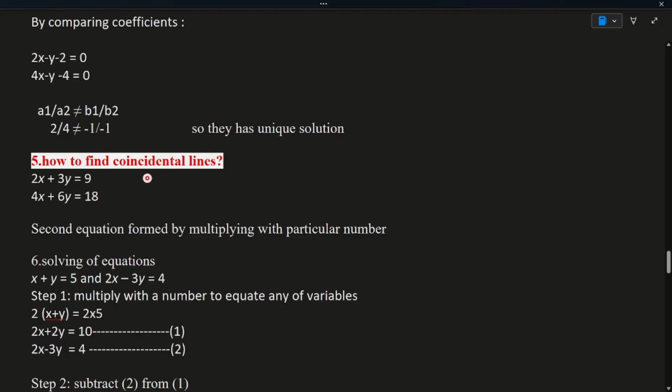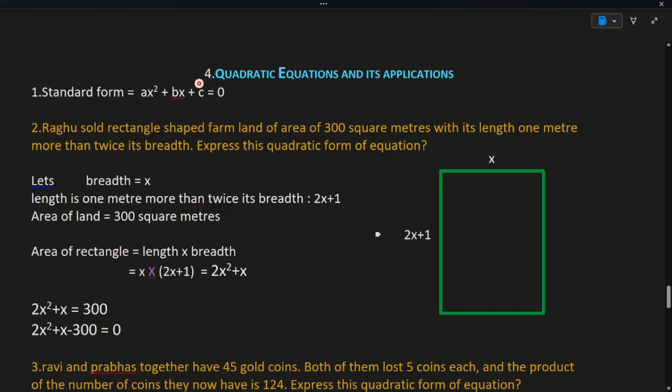Then, how to find the coincident lines? One linear equation is formed by multiplying another linear equation with a fixed number. For example, this linear equation is formed by multiplying this linear equation with 2. Multiplying with 2 means 2 2s are 4, 4x, 2 3s are 6, 2 9s are 18. If any two linear equations are formed in this manner, we can directly say that they are coincident lines. They have infinitely many solutions. Are you clear now?